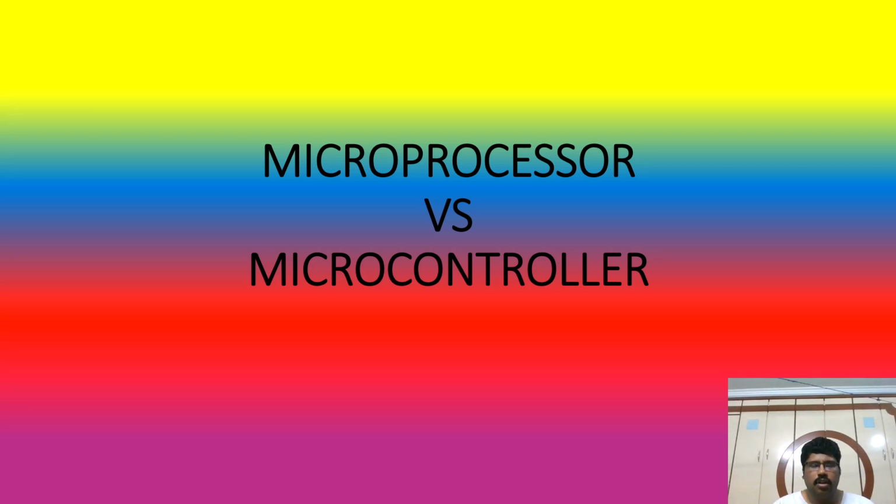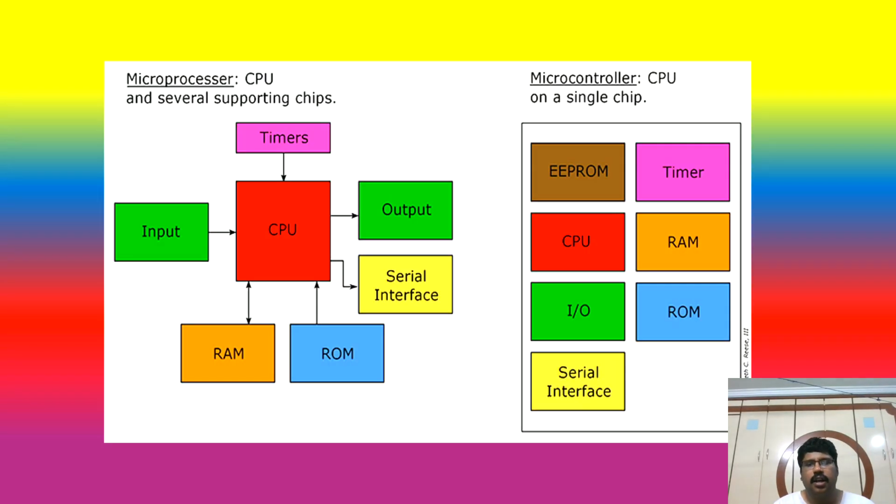In this class, we are going to discuss what is meant by microprocessor and what is meant by microcontroller, and what are the basic differences between them. Okay, so this is the basic diagram of a microprocessor and microcontroller.